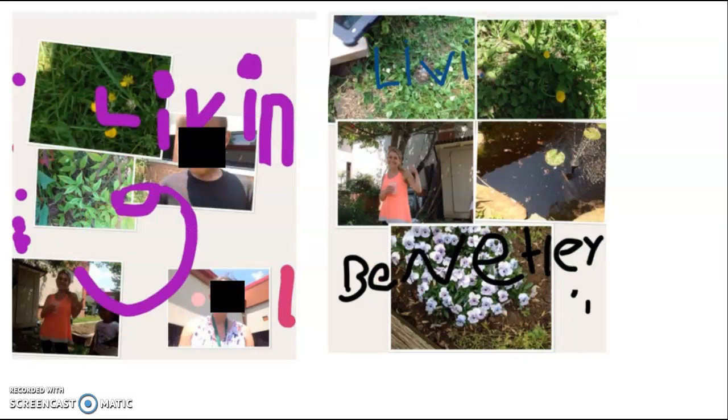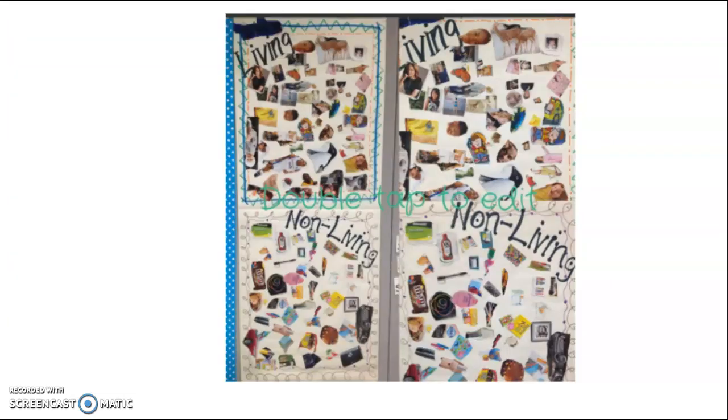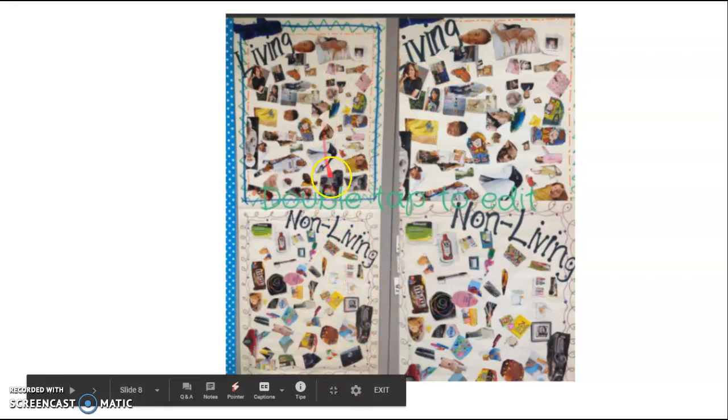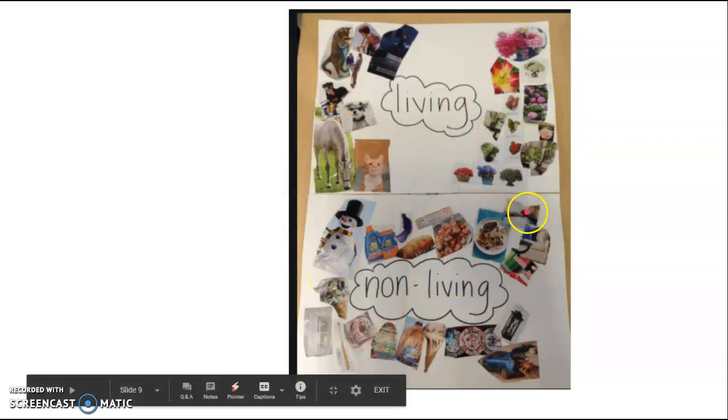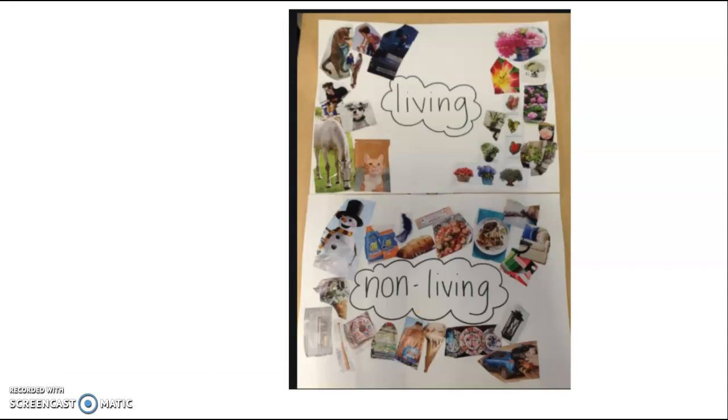So if the students chose not to use the pictures that they took on their nature walk, they had an option of creating a living, non-living sort using magazine pictures. Here's an example, and then here's another example. And they could actually take a picture of this project that they completed, upload it to their Seesaw, and then use the features on Seesaw to add any information they would like. They could add labels or they could add their voice.